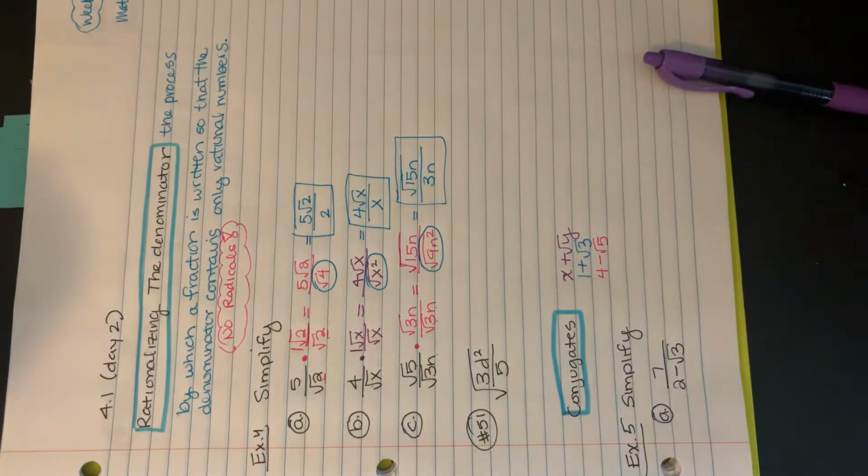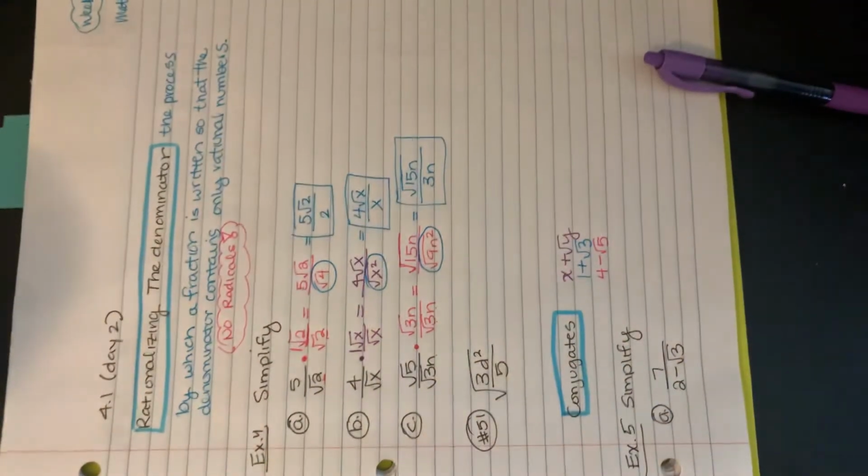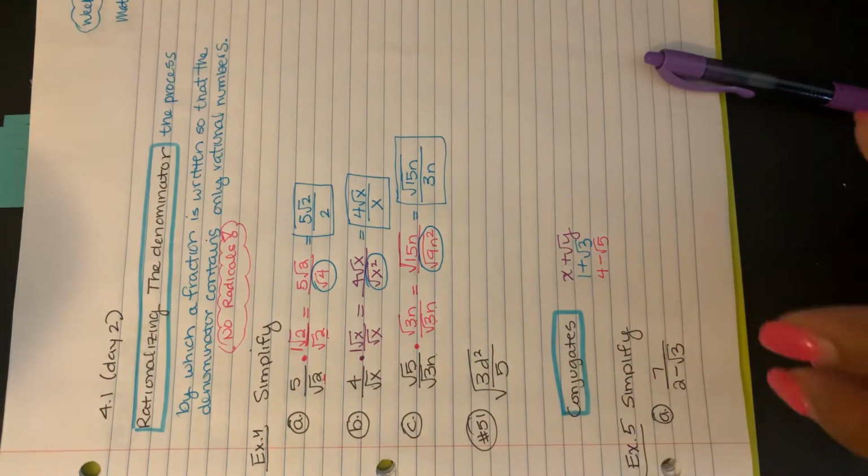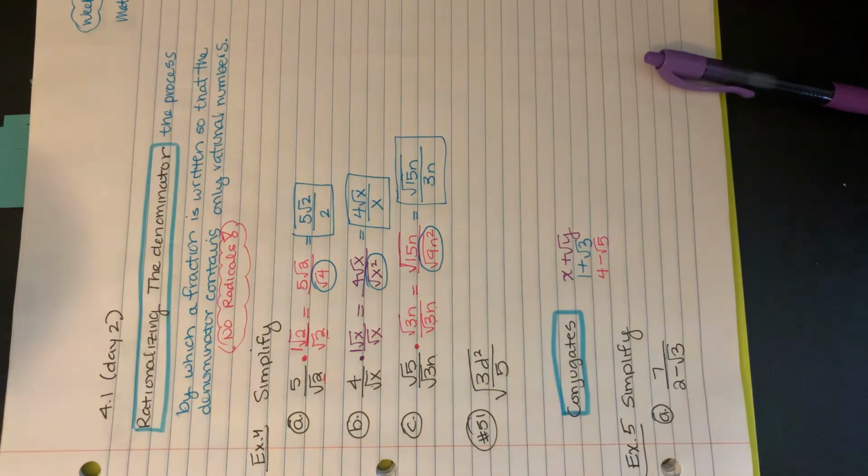Okay. All right, let's go ahead and take a look at number 51, out of your textbook. It's division happening here, and again, the quotient property of square roots says we can separate the two.